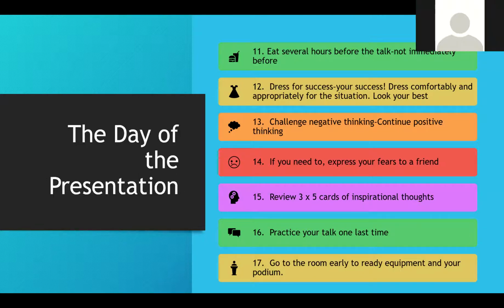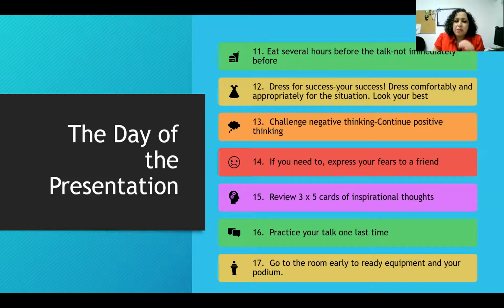11, it's several hours before the talk, no, immediately before. Yes. Eat a lot of time before. This is very important because if in any case the food that you took digested the wrong way, if you have problems, you have time to feel better. That's why the recommendation is do your eating several hours before. Several is not 1 hour or 2 hours, it's more than that. 3, 4, 5 hours if it's possible before the talk, not immediately before.